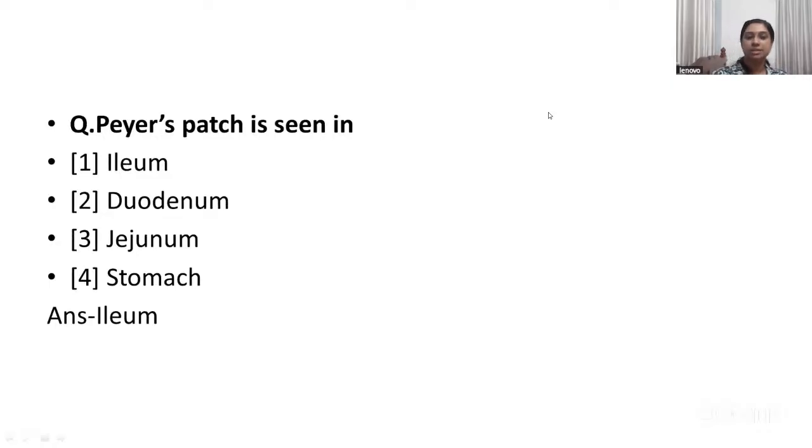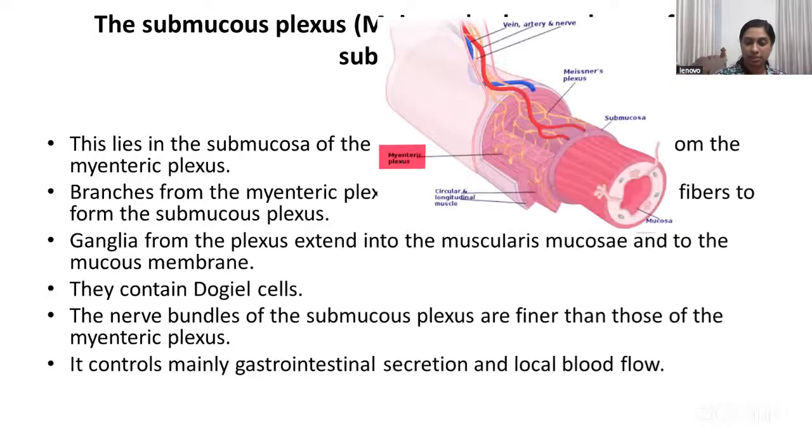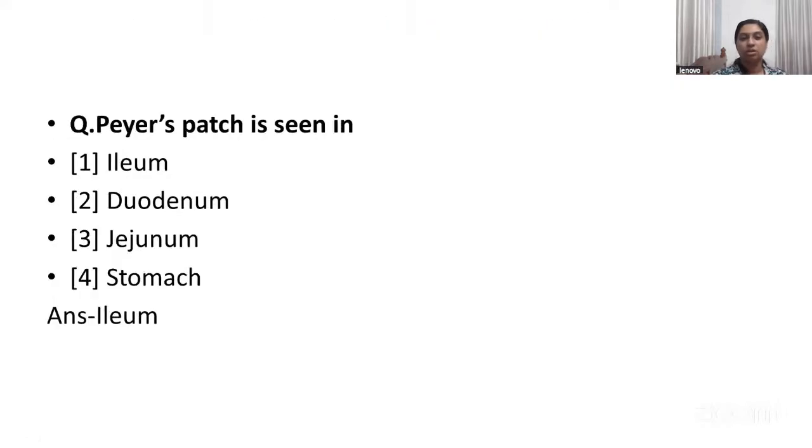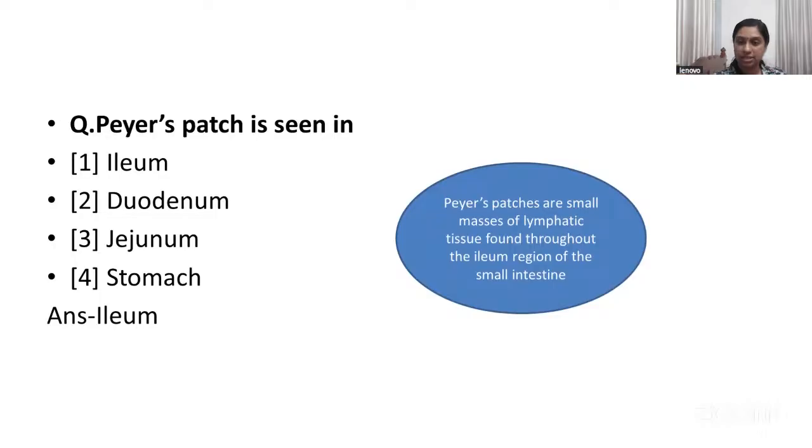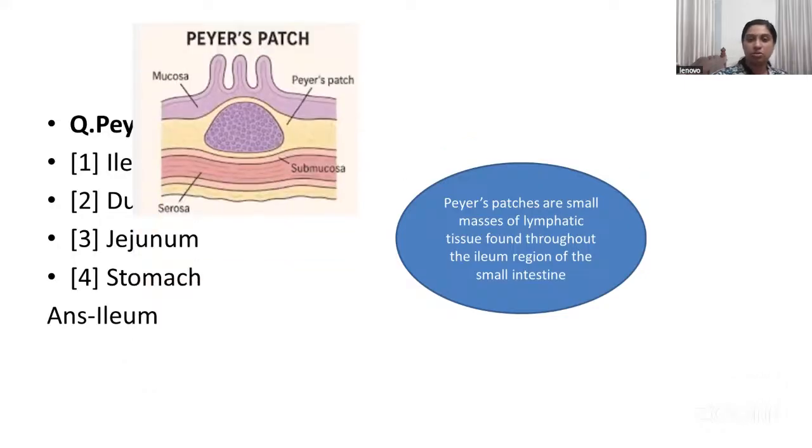Okay. Next, Peyer's patches are seen in: the options are ileum, duodenum, jejunum, stomach. So the answer here is ileum. Okay, so what are Peyer's patches? They are lymphoid tissues. They're basically small masses of lymphatic tissue which are found throughout the ileum, the region of the small intestine. So it's a part of the small intestine. This is a picture demonstrating the Peyer's patch, which contains these lymphoid organs, present in the ileum region of the small intestine.